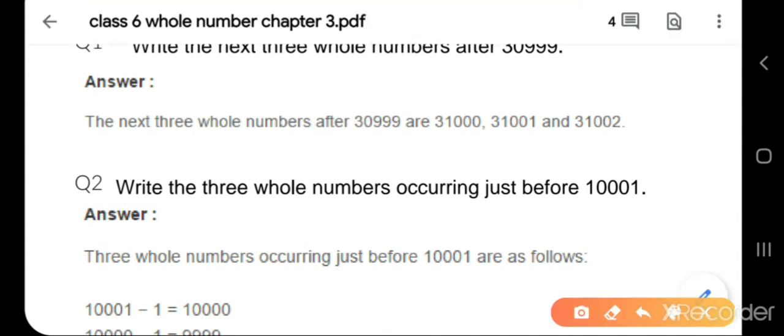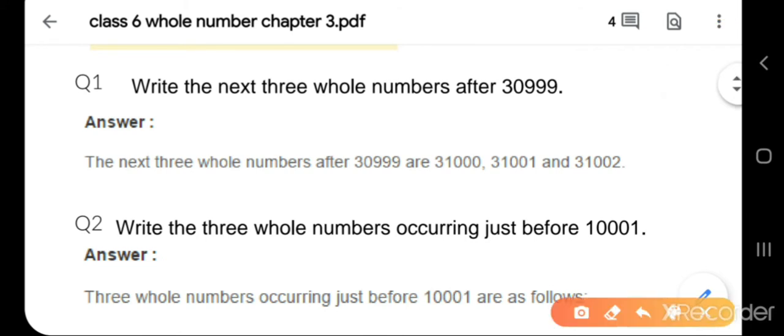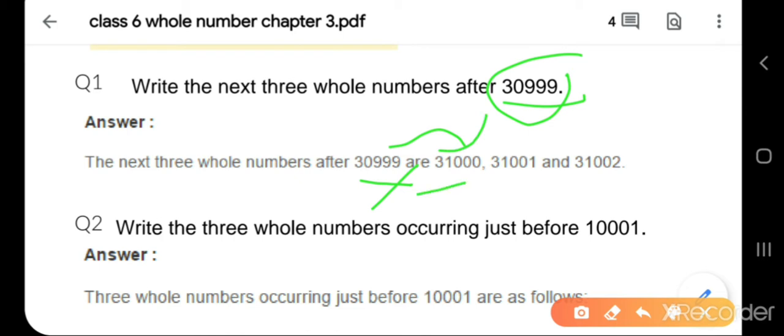30,999. This one, and I have told you in that video also to find the next number, you just need to add 1, okay? So if you have to find the next three numbers, just keep adding 1 to the given number, that is 30,999. The first number after it would be this. After getting 31,000, you'll add 1 to it and you'll get this. Again you'll add 1 and you'll get this, okay? This way you're going to solve question number 1.